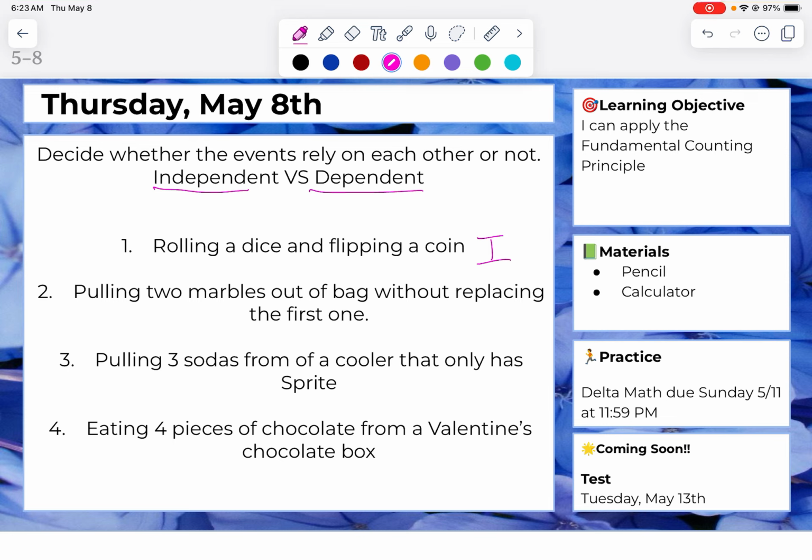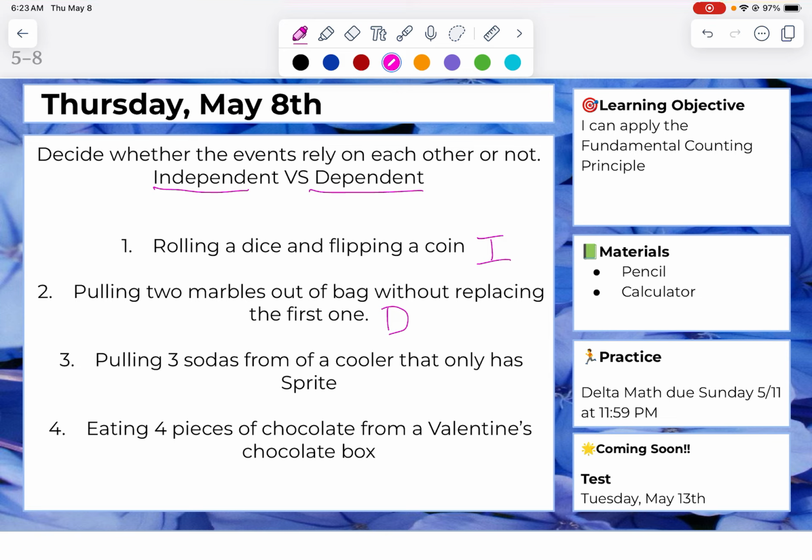If I'm pulling two marbles out of the bag without replacing the first one. So let's say I pull the first marble out and it's green. I do not put it back in the bag. And then I pull out a second marble and it's blue. Could I have pulled a green the second time if I had put the green back in? I could have, but I didn't replace it, so that means this is dependent. It relies on what you pulled first for your second options.